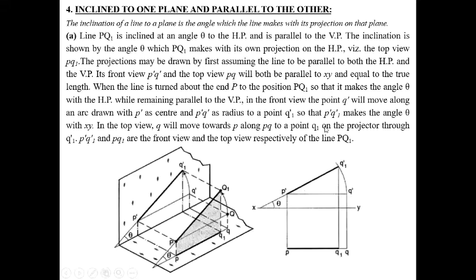In the fourth case, the line is inclined to one plane and parallel to the other. Here, first we consider a line PQ. Here you see it makes the angle theta with the HP. First we draw PQ1, which is the projection of PQ on the HP. This is the angle, so it will be like this.